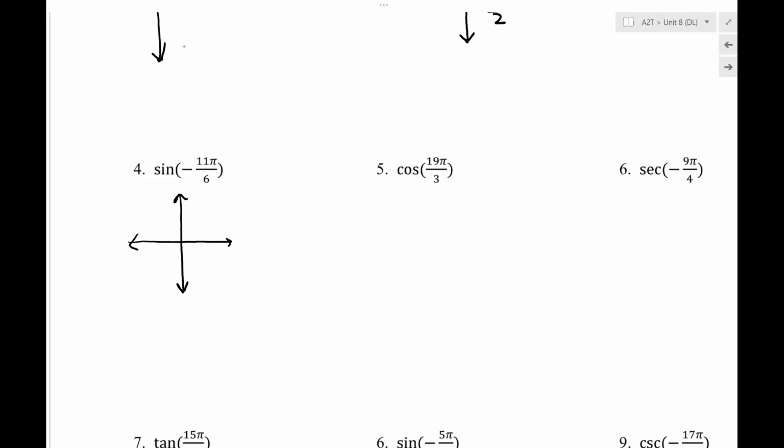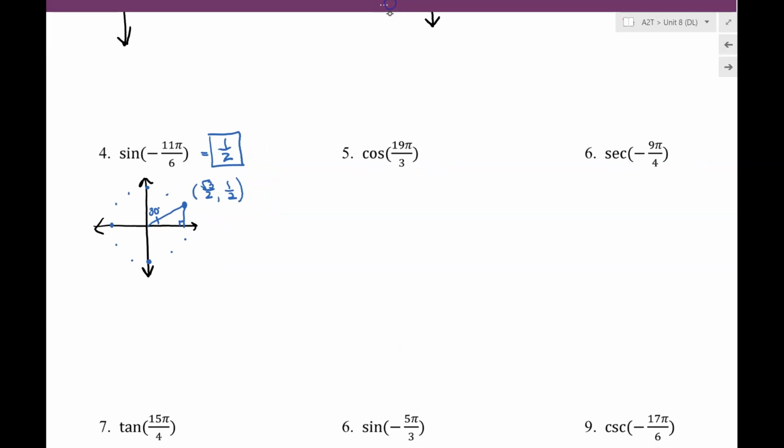Negative, which means I'm going in the clockwise direction. Count with me. Pi over 6, 2 pi over 6, 3 pi over 6, 4 pi over 6, 5 pi over 6, 6 pi over 6, 7 pi over 6, 8 pi over 6, 9 pi over 6, 10 pi over 6, 11 pi over 6 in the negative rotation. And it's going to be a 30-degree reference angle because the denominator is 6. This coordinate is in the first quadrant, so both sine and cosine are positive. We know it's rad 3 over 2, 1/2, which means that the sine of negative 11 pi over 6 is 1/2. Well done.